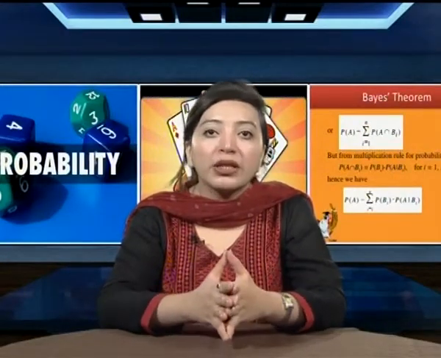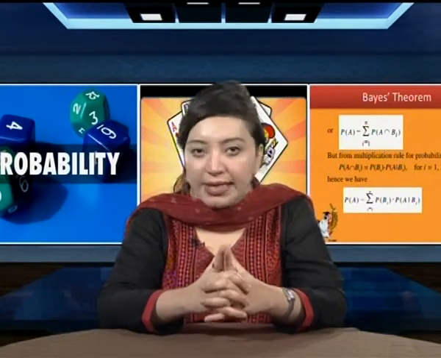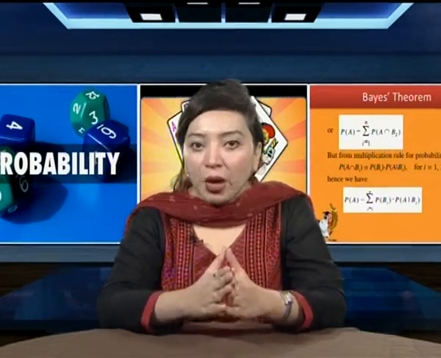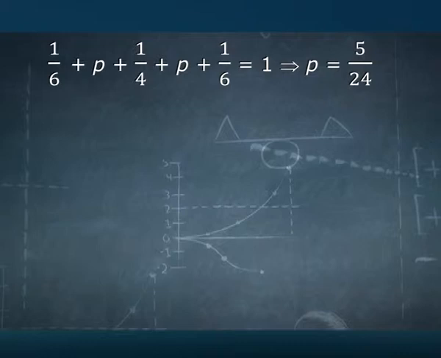Let us see the first part. Since the sum of all the probabilities in a probability distribution is 1, we have 1/6 plus p plus 1/4 plus p plus 1/6 equals 1. The whole thing we are equating to 1. So, finally, we will get the probability p equals 5/24.